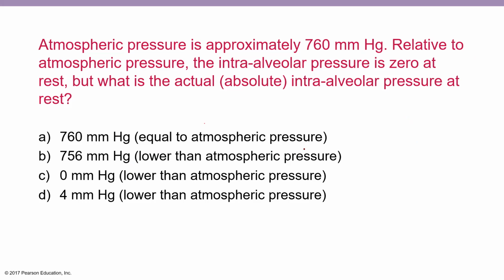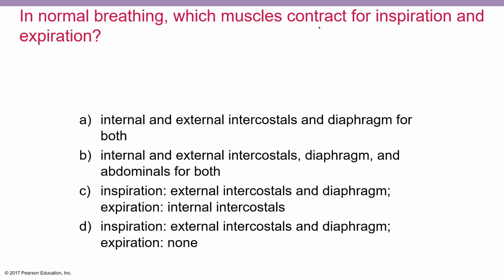In terms of just looking at the gradient, it doesn't really matter what the value is. If it's 0 in the atmosphere and 0 in your lungs, that's no gradient, so there's no airflow. That's just a way to represent the value relative. But in actuality, it's about 760 in the atmosphere, and it's also about 760 in your alveoli at rest. Again, there's no gradient, there's no flow. For those of you who selected other responses, please go back and make sure you understand why the answer was A, why the atmospheric pressure is equal to the intra-alveolar pressure at rest. All right, let's look at another one.